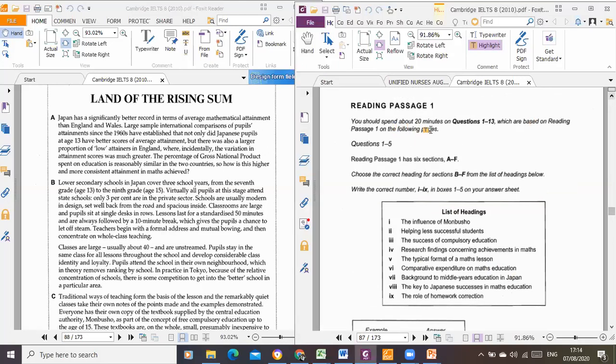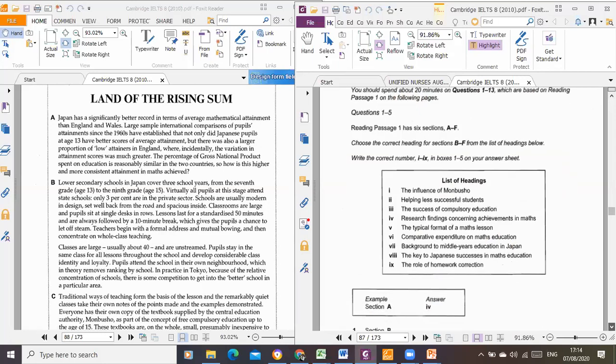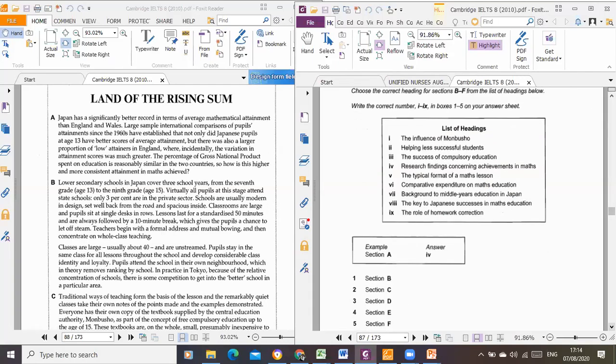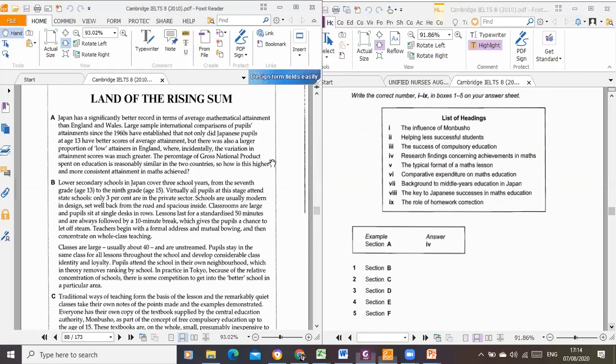You should spend 20 minutes on questions 1 to 13. Questions 1 to 5 are list of headings. Section A has been done for us, so we have questions 1 to 5, which are sections B to F. We are to write the correct Roman numeral, 1 to 9, in the boxes provided on the answer sheet. Those instructions are quite important.